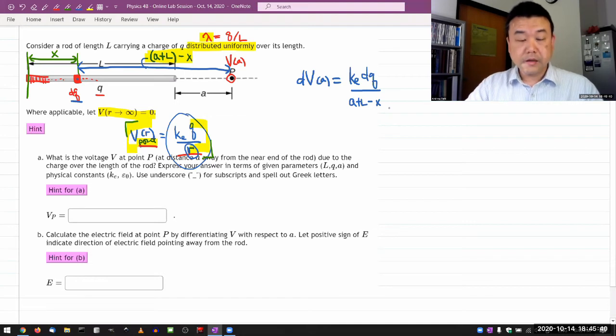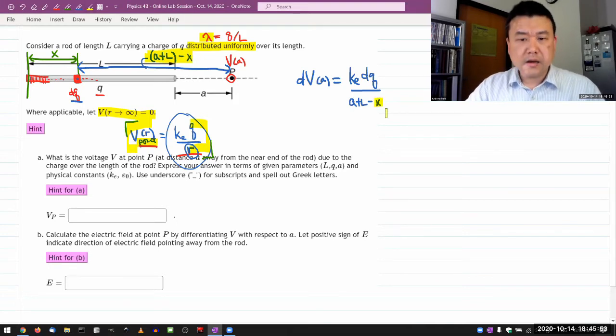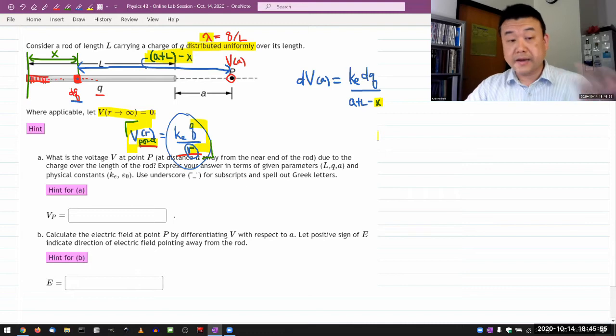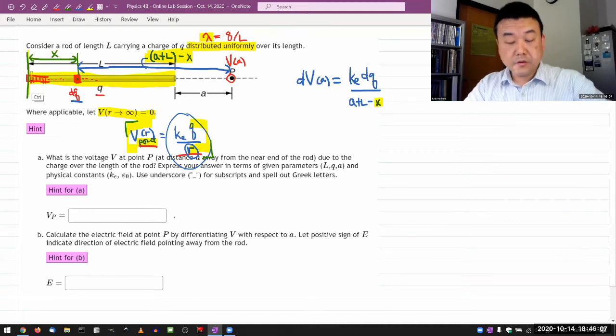All right. And the step I need to take: I see one parameter here, x, which I can vary to address all the different parts of the rod. As I let x go from zero all the way to L, I'm going to be able to address the entire rod. So far it seems good.